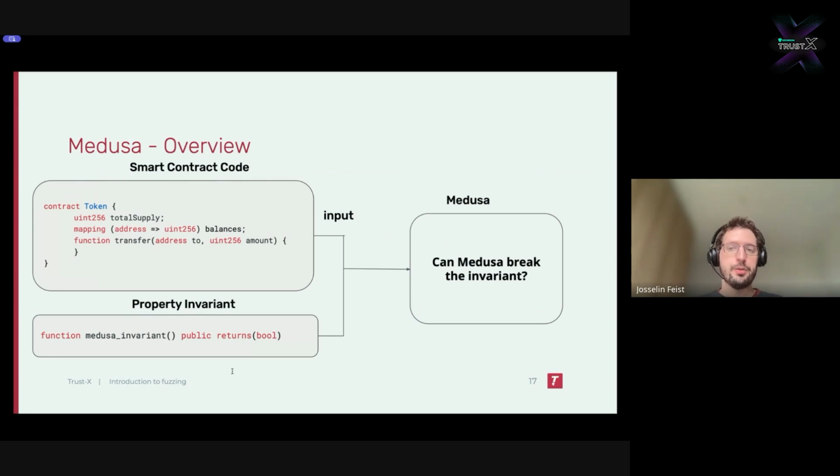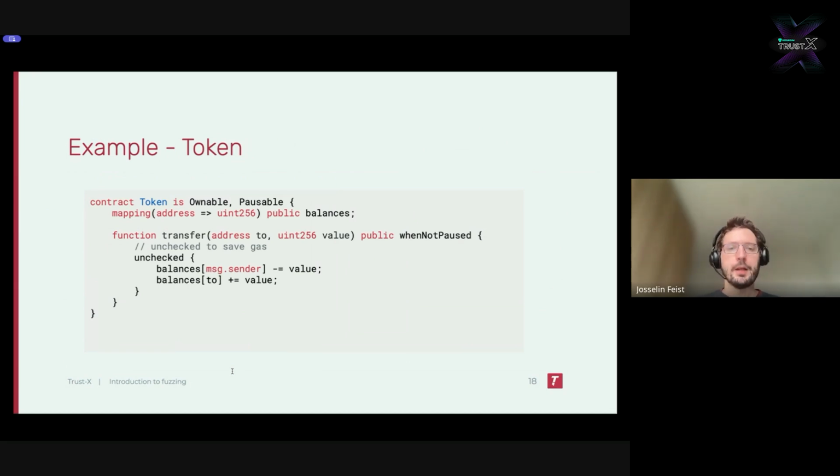You provide that to Medusa, you let Medusa run for a while, and Medusa is going to try to see if it can break the invariant. If we take a really simple example of a token, so this is a token with a transfer function. You can see that to save gas within the transfer function, they use unchecked arithmetic. If you're a bit familiar with arithmetic, you already know that there is a vulnerability here, because if you transfer more value than the balance of the sender, there will be an underflow in the subtraction, which will allow anyone to basically transfer any amount of token within this token.